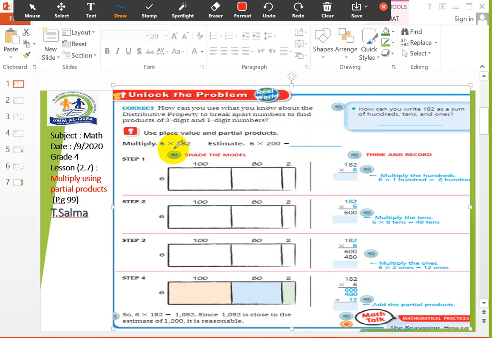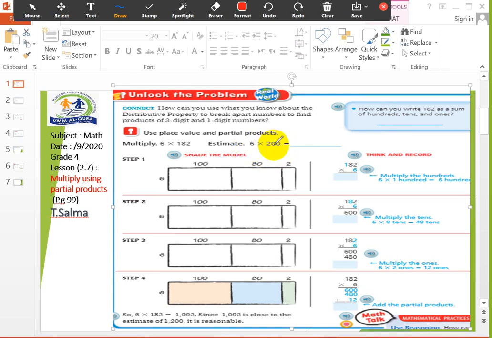Now I want to multiply 6 with 182. So first thing I want to find the estimation. So I will round 182 to the nearest 100. If I want to round it to the nearest 100, this is the hundreds digit. Next to the hundreds I have 8. 8 is greater than 5. That means I will add 1 to the hundreds. So it will be 1 plus 1 equals 2. And the digits after the hundreds will be 0. So if you round this number, the answer will be 200.